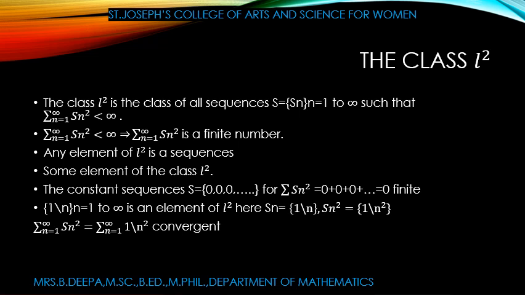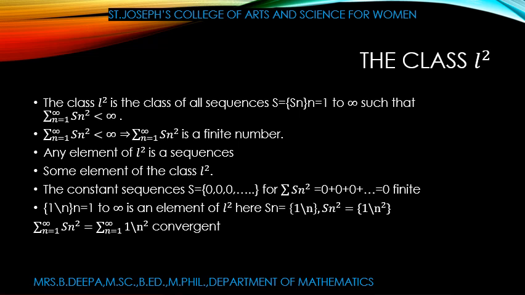First one is the class L square. The class L square is the class of all sequences S, that is (Sn), n equal to 1 to infinity, such that summation n equal to 1 to infinity Sn square is less than infinity, that is, summation n equal to 1 to infinity Sn square is a finite number. Any element of L square is in sequences.